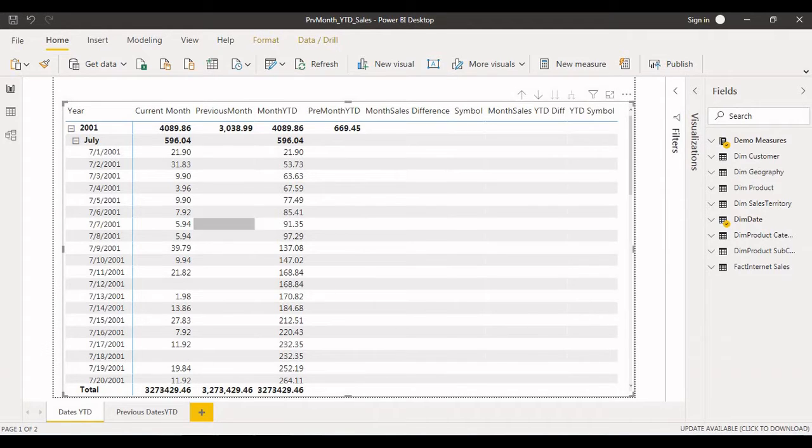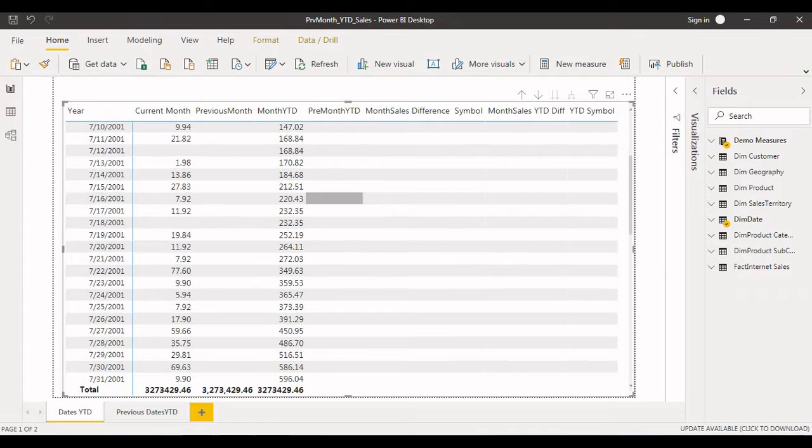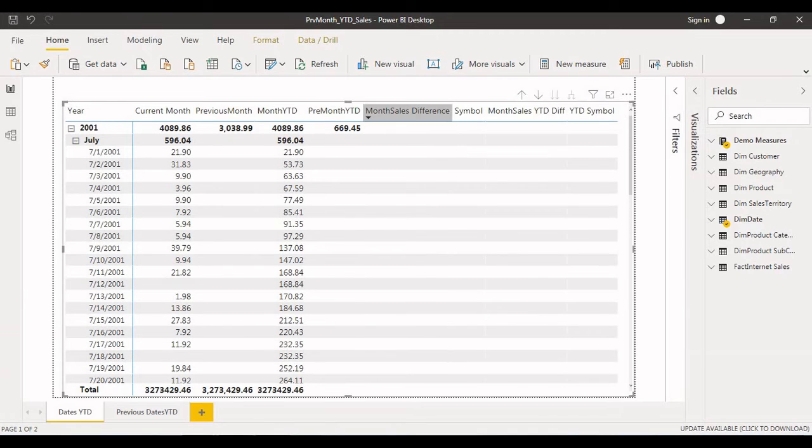That is the reason for the previous month there are no sales. Even for the previous month the YTD is also blank. And while calculating the difference between the current month and previous month, current month YTD and previous month YTD, I'm intentionally making it blank, because only if you have sales for both the current month and the previous month will I take the difference. If any one of them is blank, I just make it blank.